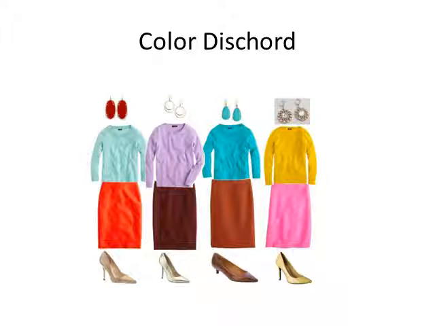Here's another example of color discord. J. Crew likes to mess around with a lot of prints and solids. These are not necessarily all contrasting, but if you look at the color wheel, they are close to each other, or they've got the triad combo.